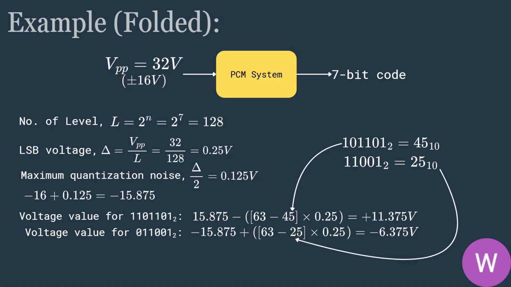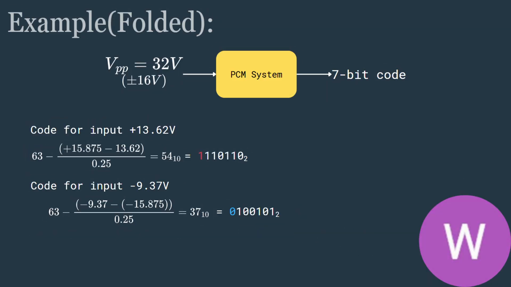Y is 11001. We don't need to look at the first significant bit because that one is just for the sign. And then multiply by the quantization interval 0.25. And in the end, we get negative 6.375.